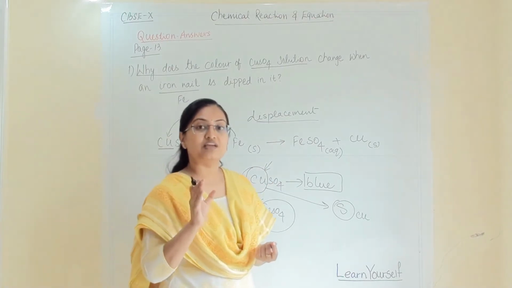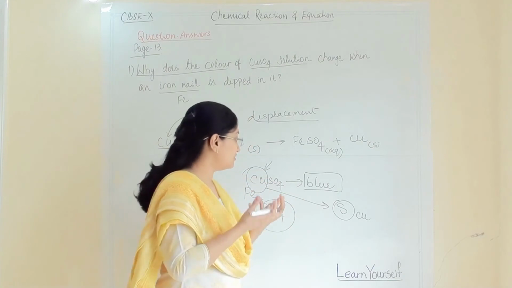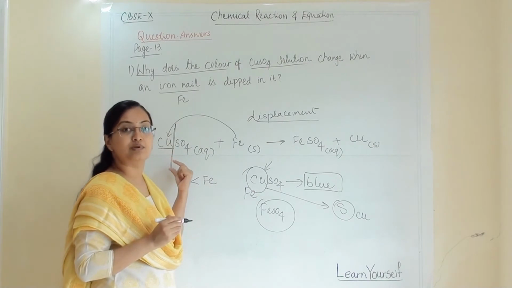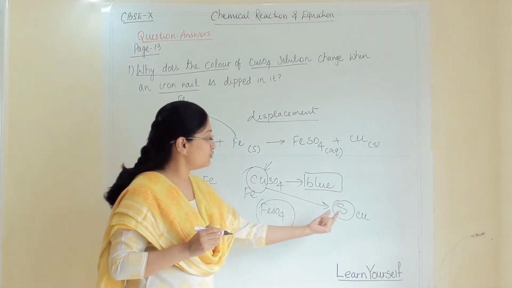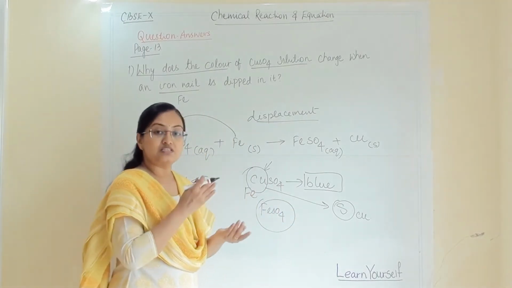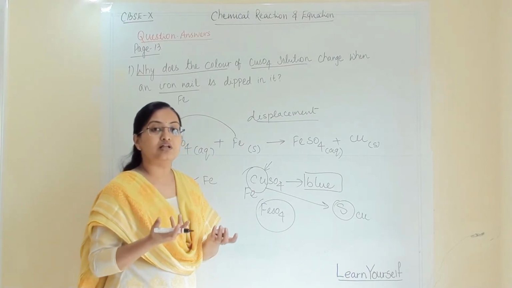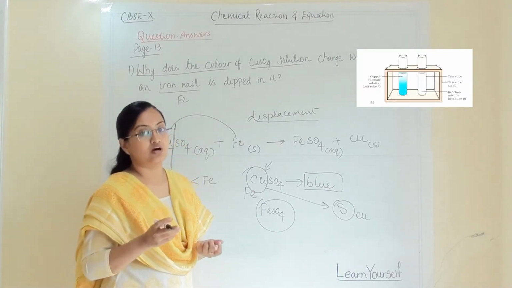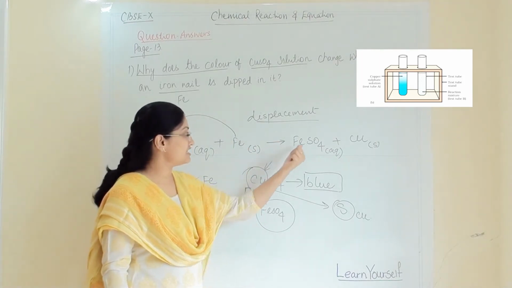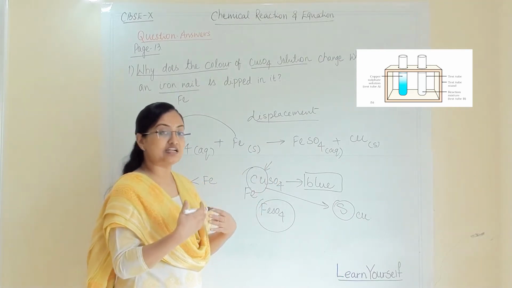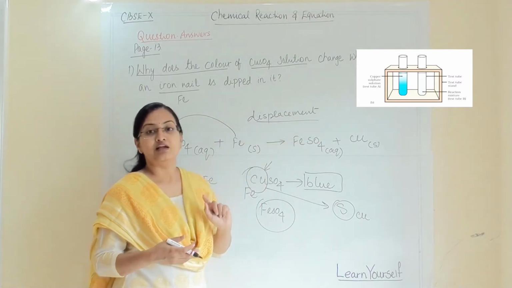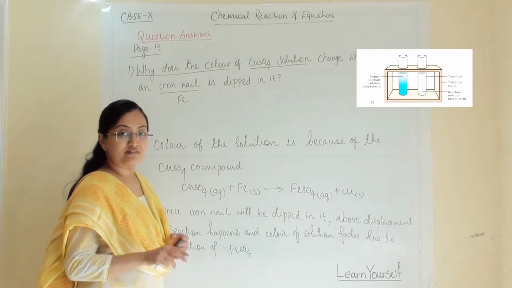Which compound is giving color to the solution? CuSO4. Now that CuSO4 will break once the Fe takes the place of Cu. Cu will not give us blue color. So once that compound breaks, our blue color will start fading out. Earlier, as you can see in the figure, it was dark blue. Now once this reaction happens and we start getting FeSO4 from CuSO4 and Fe, the blue color will fade. So this is how you can write your answer.